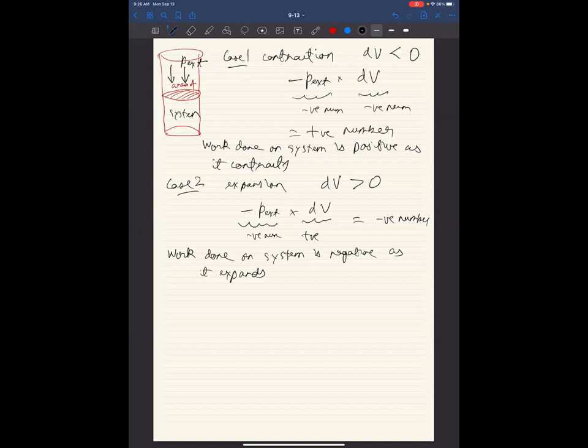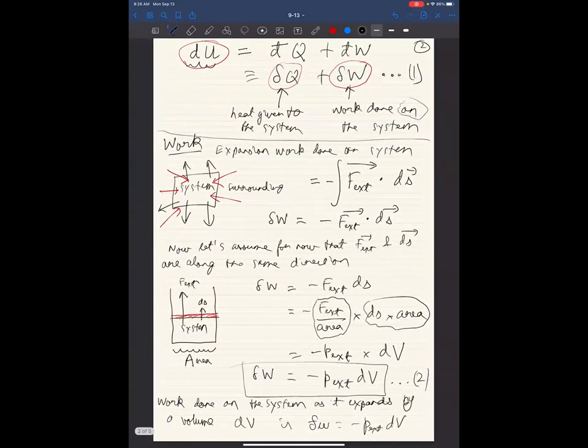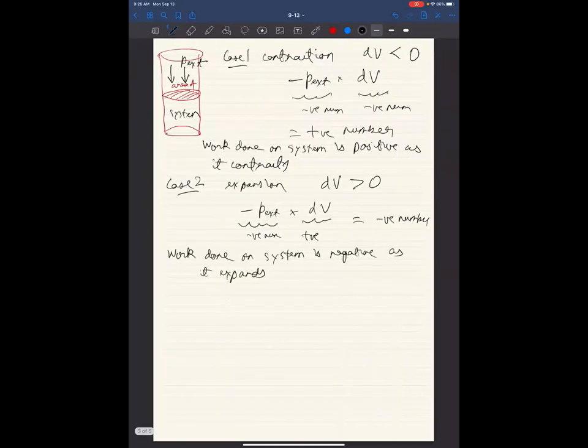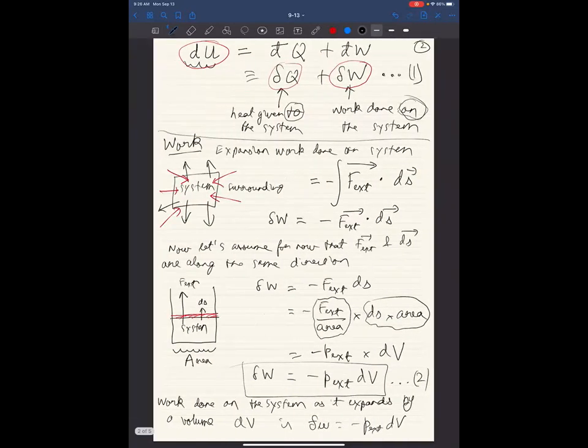It's natural to get confused in this. So just follow the convention of how we have written the first law of thermodynamics, how we have defined delta Q as heat given to the system and work done as work done on the system. And for expansion work, we showed work done on the system is minus P external multiplied by dV. So it's all consistent. Any questions?